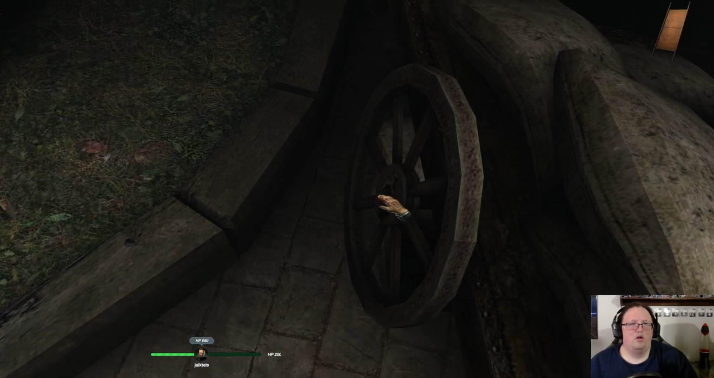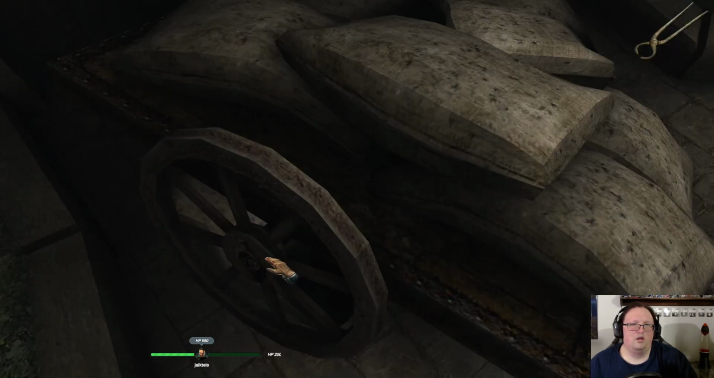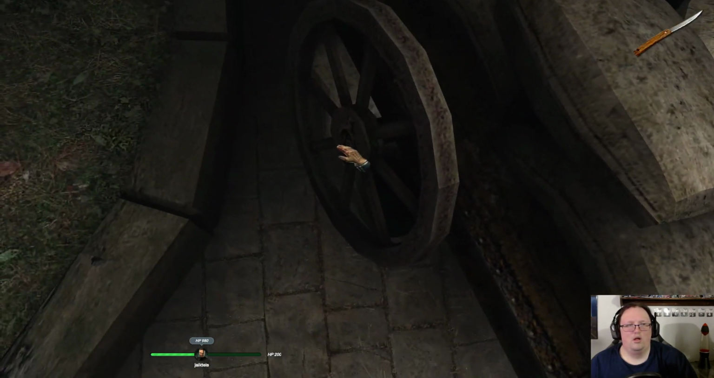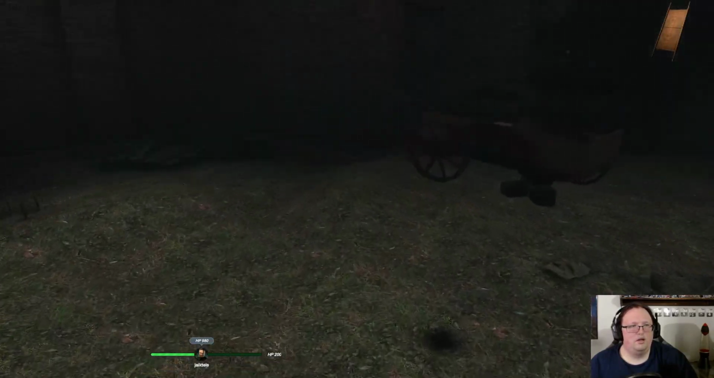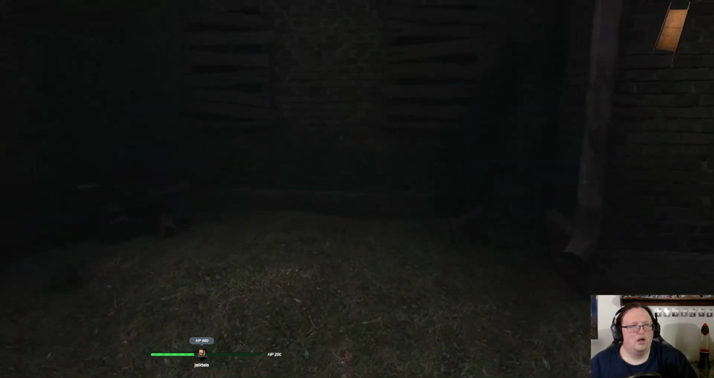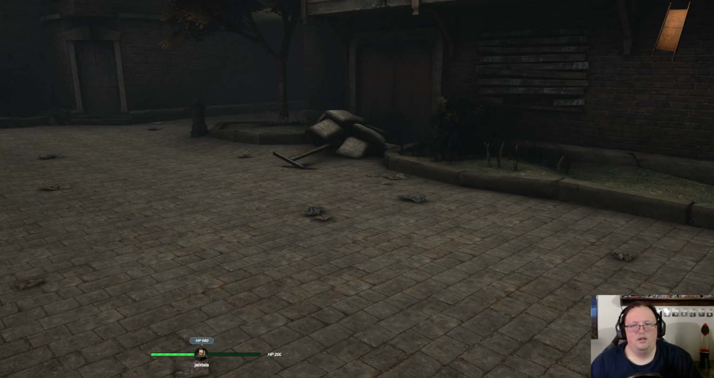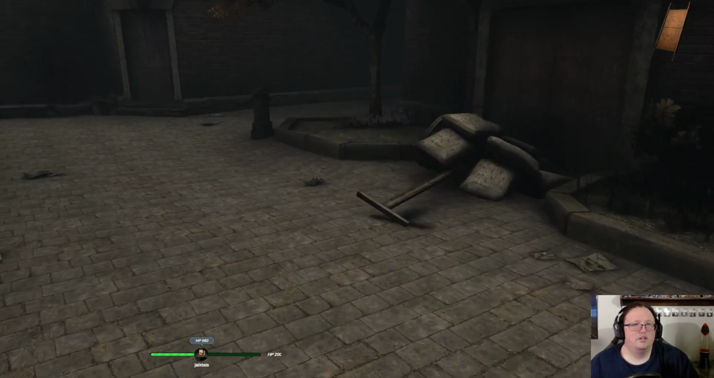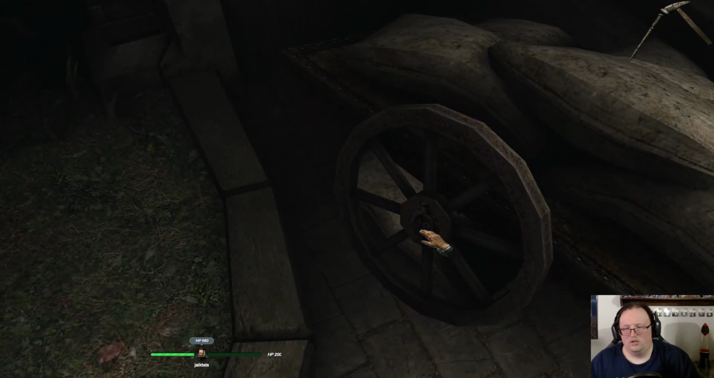This wheel is in good shape. This trolley seems to be in good condition.